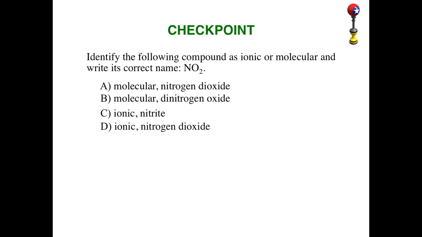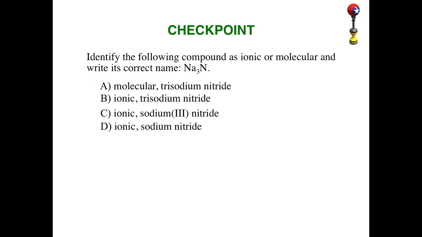All right, here's your checkpoint. Identify the following compound as ionic or molecular and write its correct name. This is NO2. You notice that the two atoms are nonmetals, so it's going to be molecular. So you have to follow the nomenclature for molecular compounds. And by the way, nomenclature is just another word for a system of naming things. So you got one nitrogen and two oxygens, so that's going to be nitrogen dioxide. Yay! That's right.